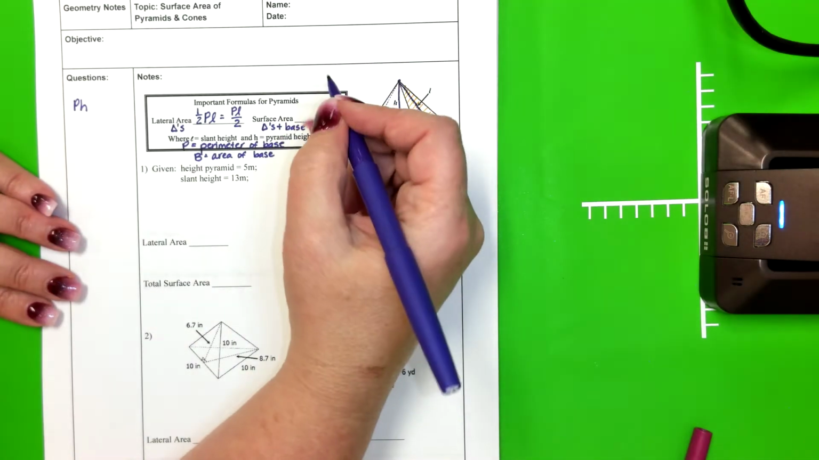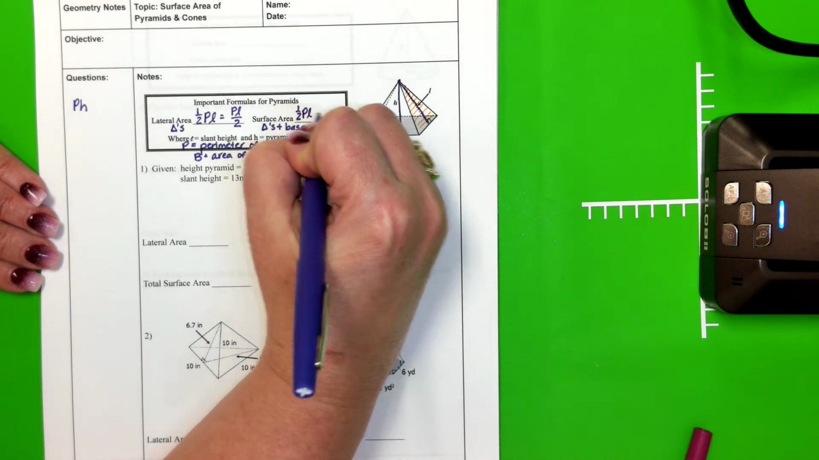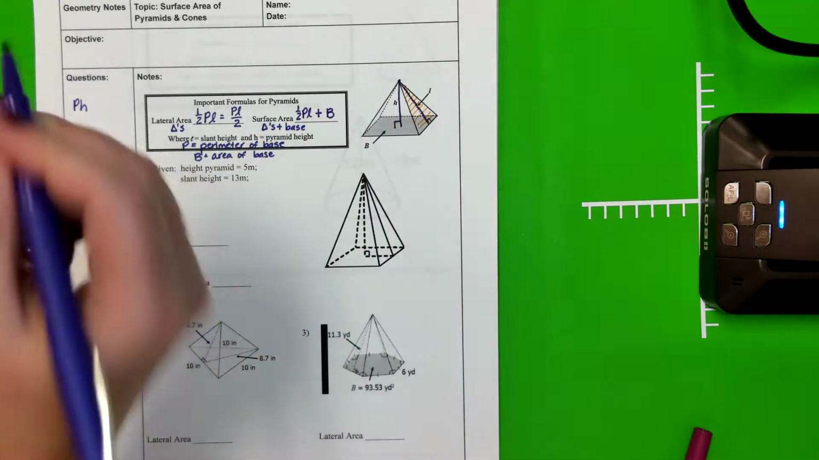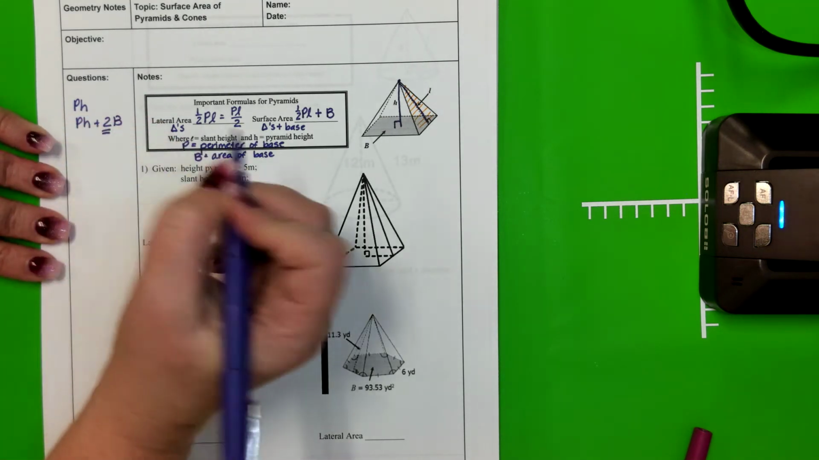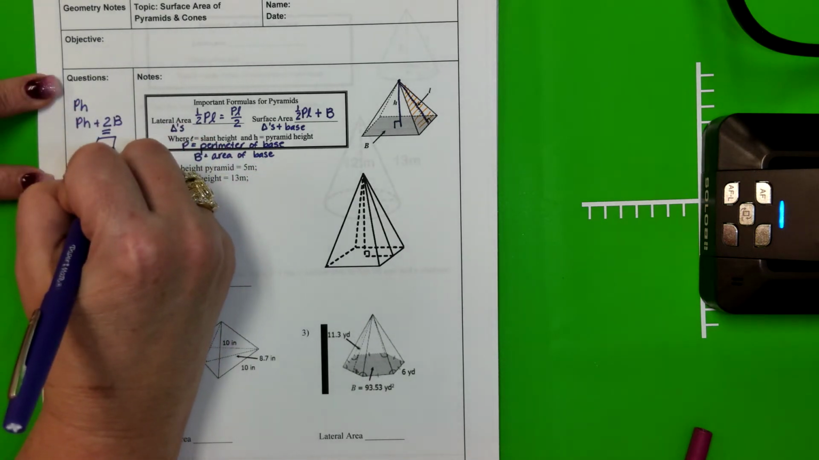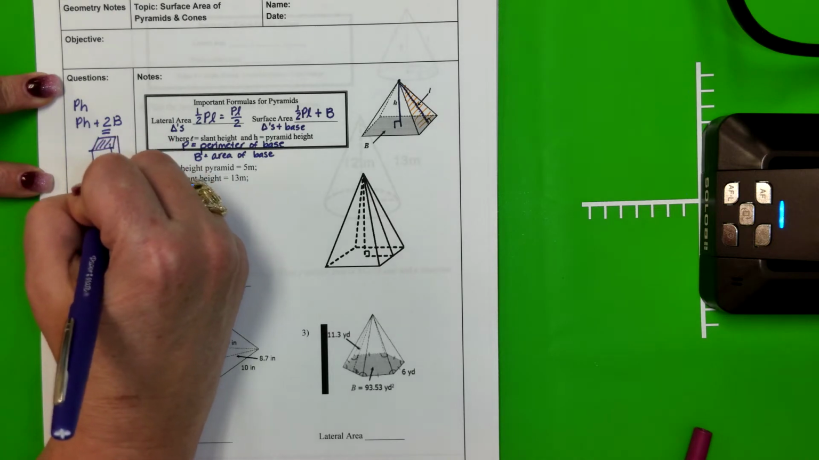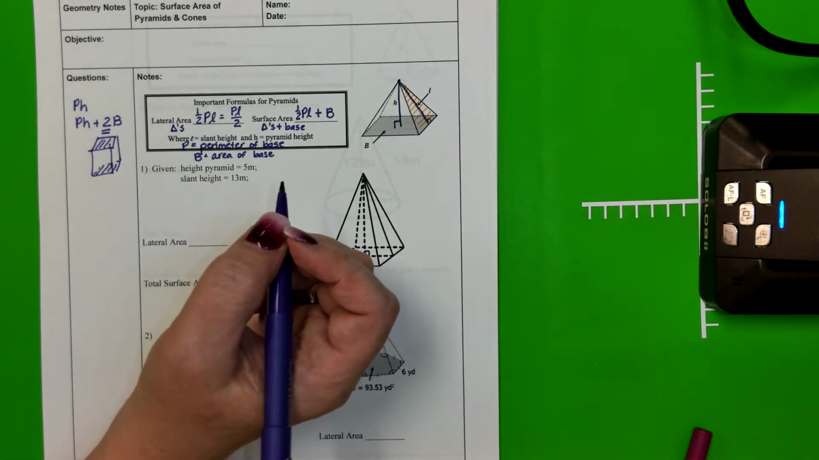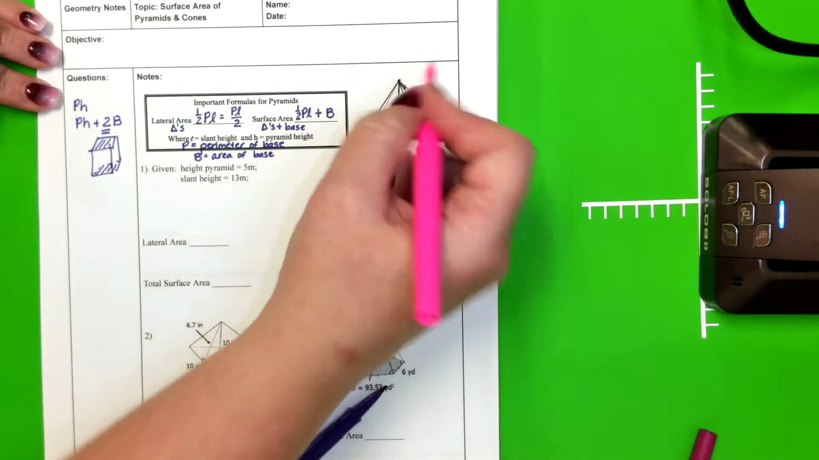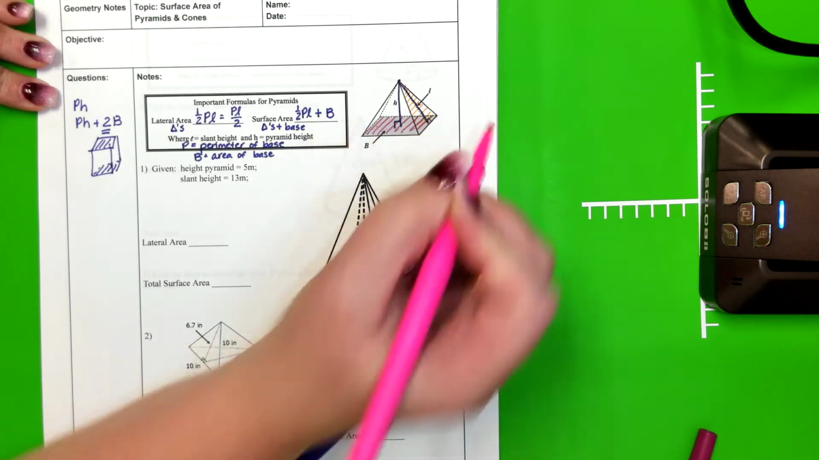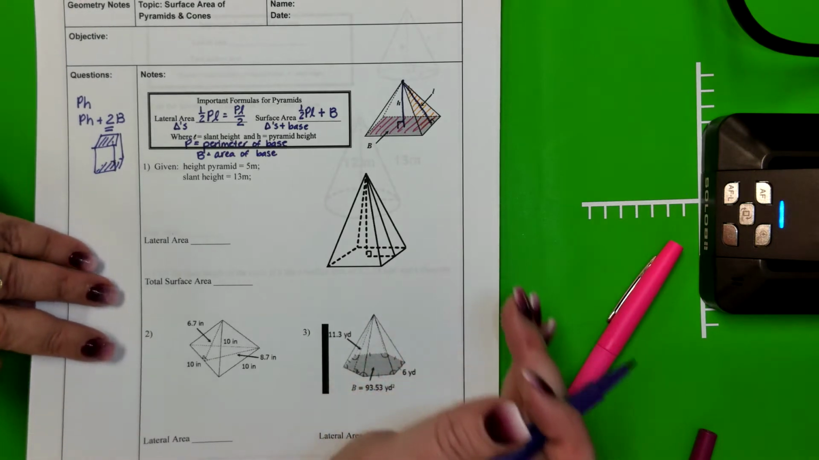And then your surface area is going to take your lateral area, your 1/2 PL, and you're going to add your base. Now, with your prisms, it was pH plus 2B. The 2 is because there were 2 bases when you had a prism, right? But for a pyramid, you only have your 1 base. So we have our 1 base right here. That's your base.